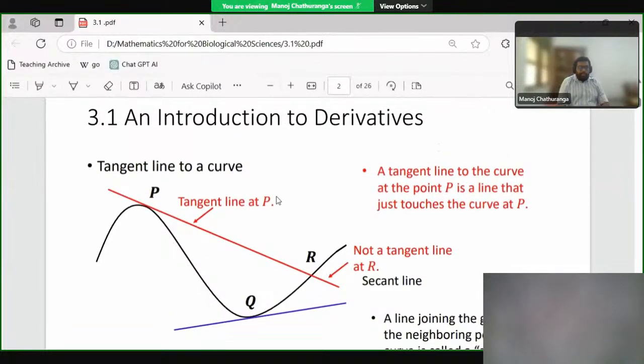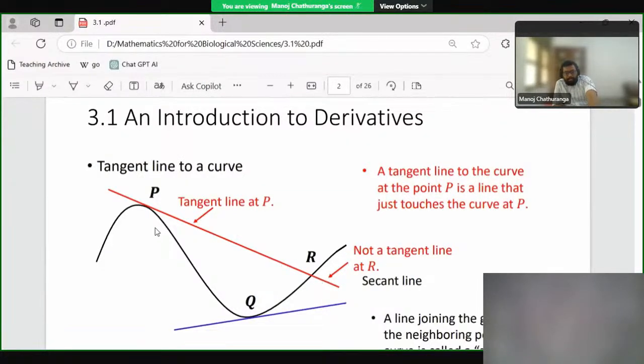So, introduction to derivatives. Given a curve at a point, we can think of multiple lines going through the point. There can be lines touching the curve at that point. When the line touches the curve at a point, we call it the tangent line at P. The tangent line to a curve at the point P is the line that just touches the curve at P.